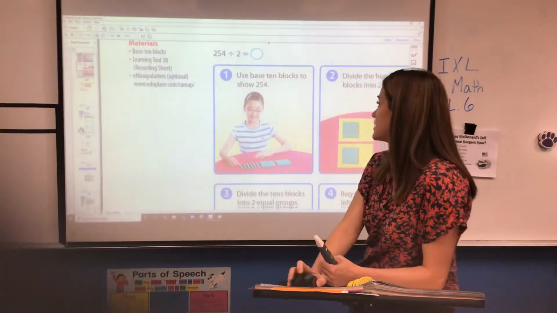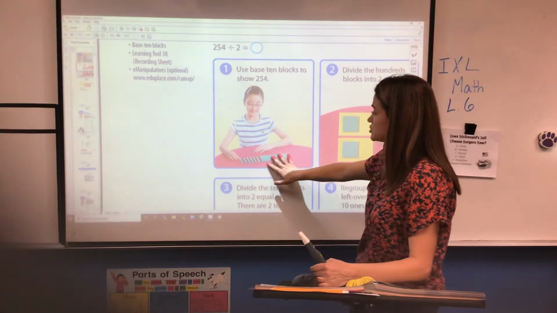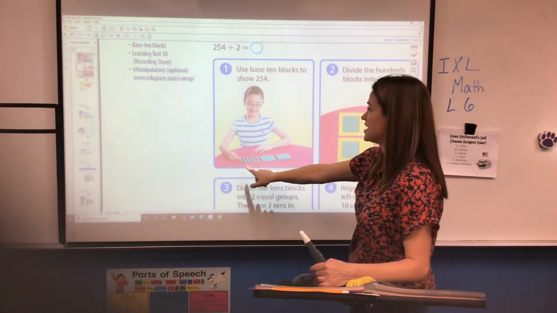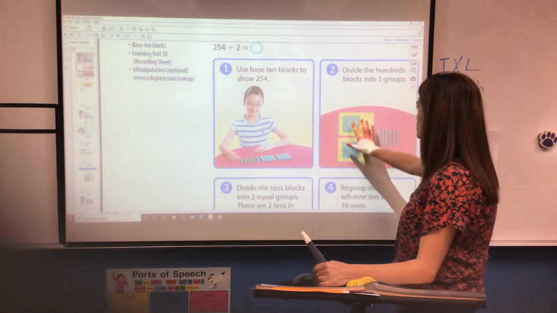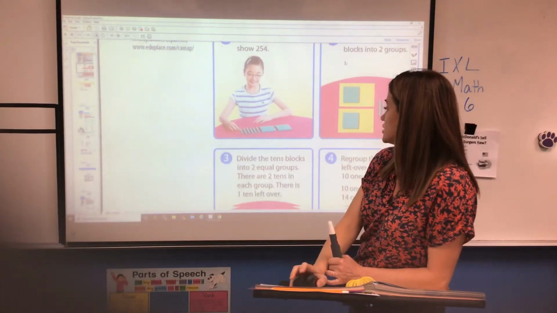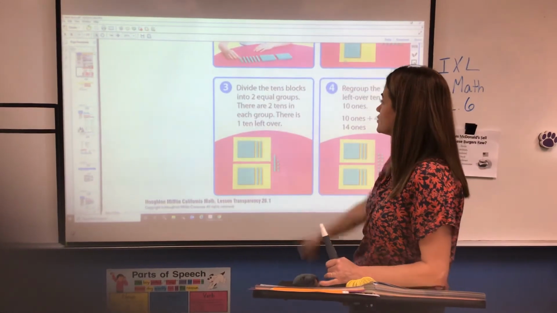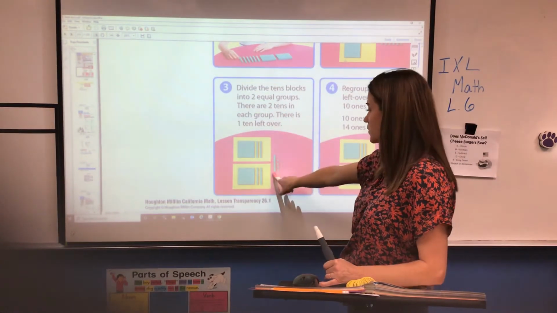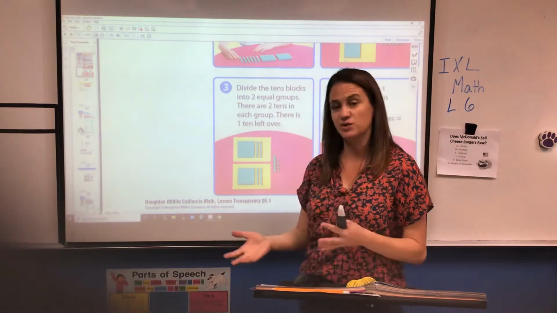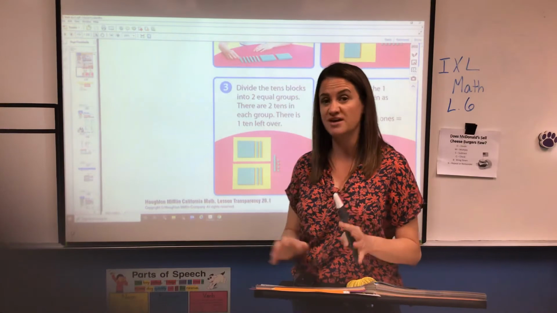It says use base 10 blocks to show 254. She has the 2 hundreds, the 5 tens, and the 4 ones. She's starting to divide them into 2 equal groups. Step 3 says divide the tens blocks into 2 equal groups. There are 2 tens in each group and there's 1 left over. So like last week when I showed you, when you have leftover tens, you have to break that up.